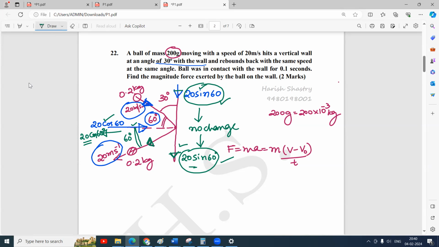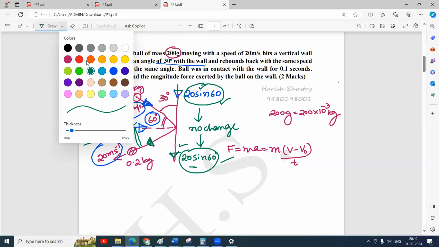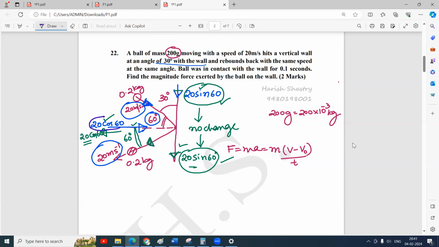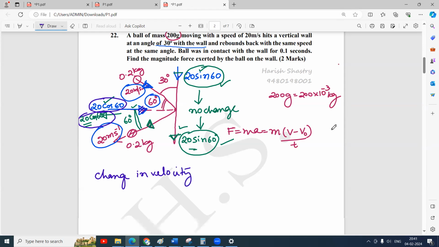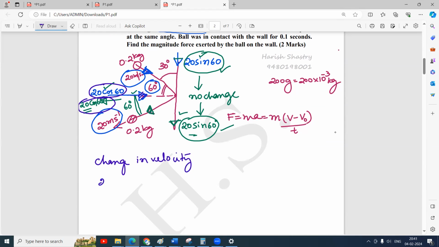Whereas along the x-axis, that is perpendicular to the wall, there is a change. There is a change of velocity along this direction. So it was 20 cos 60 and it was going towards the wall, and it was 20 cos 60 only, but coming away from the wall. So change in velocity is only in a direction perpendicular to the wall, which is equal to, so final velocity, if I take it as 20 cos 60 in this direction, then the initial velocity is like this, and change has to be written.